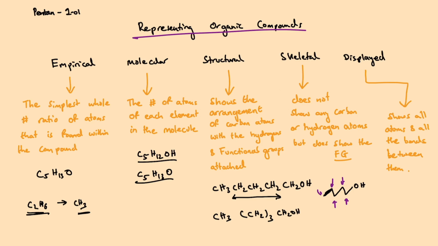Finally, we come to the displayed formula, which is my favorite, and this shows all the atoms and all the bonds. So it's the most clear, and that's why I like it. So if I draw it down here, C, C, C, C, C, and then actually, let's get it a bit closer so we have more space, and then finally you just draw all the hydrogens in. This is my favorite way of representing organic compounds. It just makes everything clear. OH and H. Yeah, that's it. That's just a quick introduction on representing organic compounds.